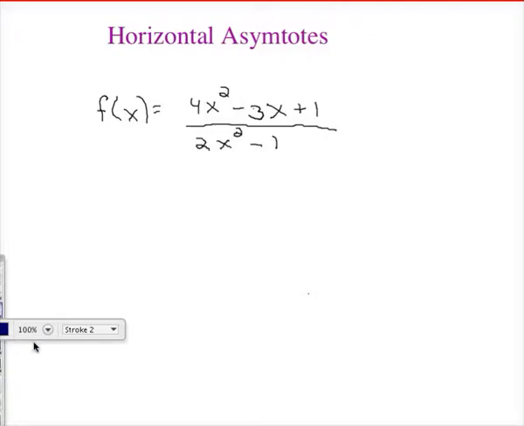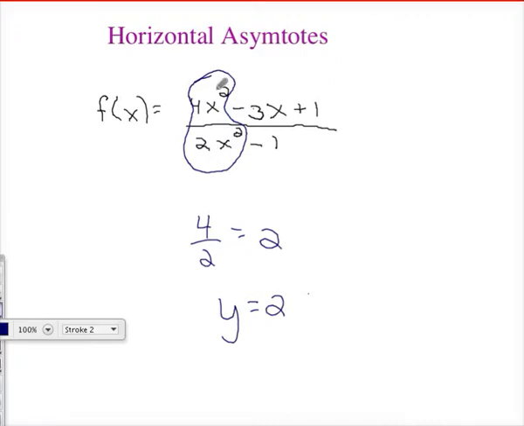Okay, so what we're talking about here are horizontal asymptotes, and there's three rules to figure out what the horizontal asymptotes could be. The first is if you look at your fraction and the leading exponents are the same. Notice these are both x squared. If that's the case, then you just take the coefficients, 4 over 2, and that reduces down to 2. So your horizontal asymptote would be y equals 2.